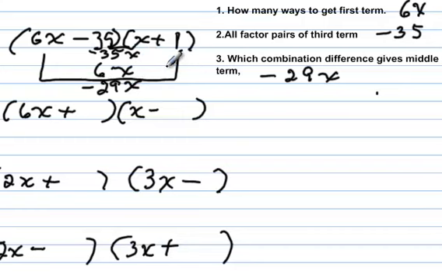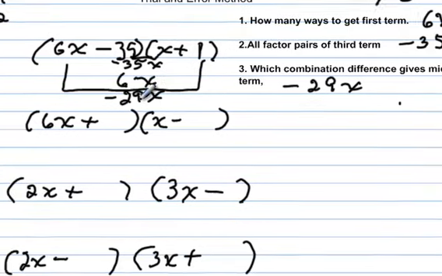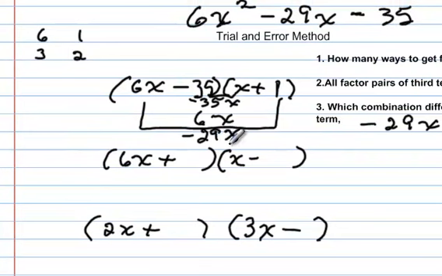So this time we were very, very fortunate in the trial and error method. The first time we tried a combination, it produced the correct middle result. That won't always happen, and we may have to try all the other combinations before we hit one. So this is one way to work the problem with the trial and error method.